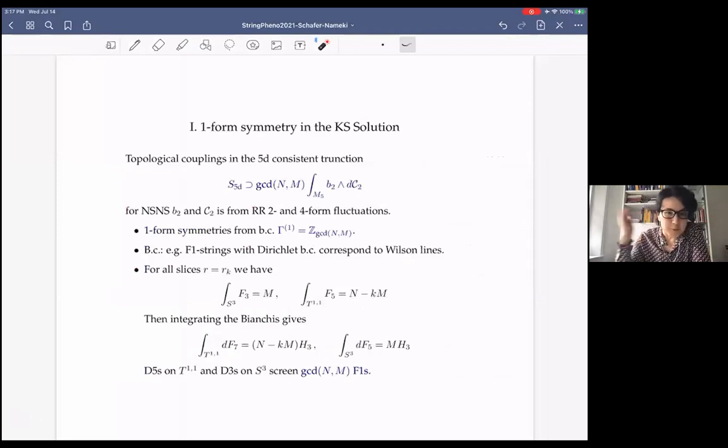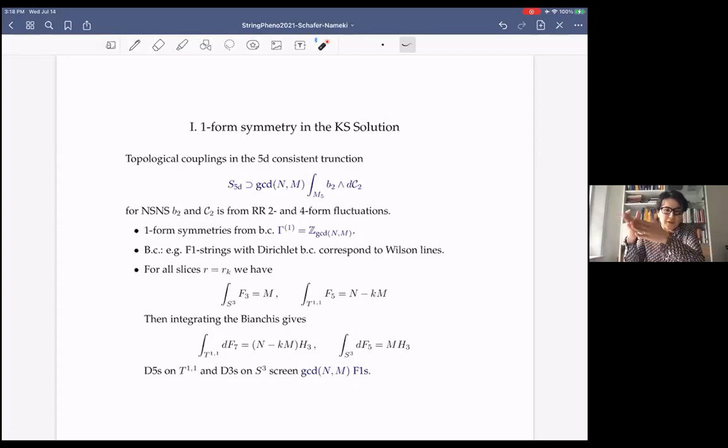So the first thing is, how do we see the one-form symmetry in the Klebanov-Strassler solution? Again, in the 5D consistent truncation, there is a very similar term to the one I showed you earlier in the AdS5 times S5 case. It's a 5D topological coupling, B2 wedge dC2, where B2 is again the fluctuation of the NS-NS two-form, but the C2 is a combination of the two-form and a component of the four-form. And this comes with a gcd(N, M). So the one-form symmetry I can study now in completely the same way as I did for the AdS5 times S5 case. And this is then just given by gcd(N, M). So if N is k times M, it's just M. So the boundary conditions, for example, you could impose is that B2 again has Dirichlet. So F1 strings can end and we get Wilson lines, and this is then dual to the SU(M) theory, the simply connected gauge group case.